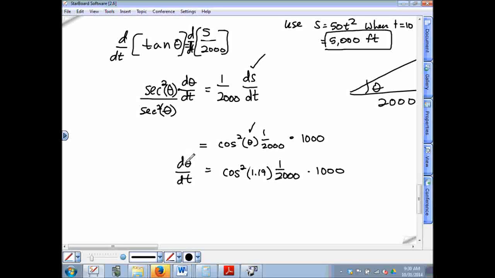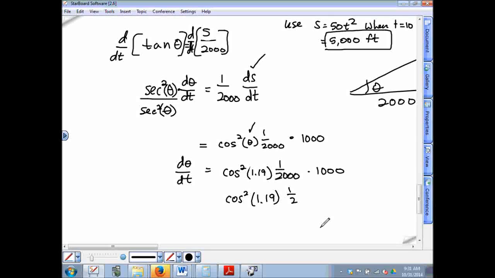This is the rate of change of the angle of elevation, d theta with respect to time. As the rocket's going up, the rate of the angle of elevation is changing. So wouldn't it just be cosine squared of 1.19 times 1/2? Yeah, 1,000 divided by 2,000. If that's a rate, there's a measurement. It's going to be in radians per second. Okay, now that makes sense.